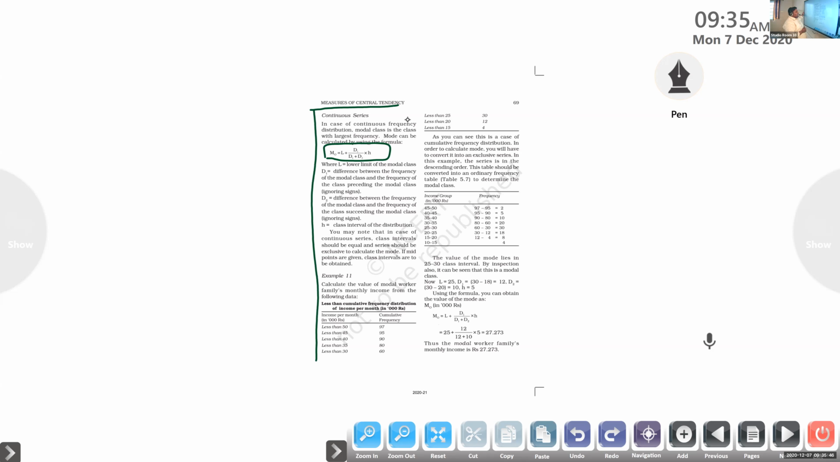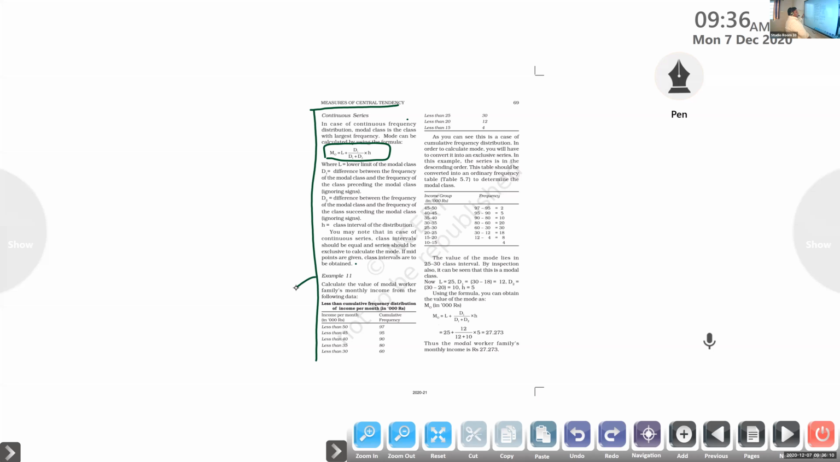You may note that in case of continuous series, class intervals should be equal and the series should be exclusive to calculate the mode. If midpoints are given, class intervals are to be obtained. So if only midpoints are there, we want to find out the class interval. Then only we are able to complete the task.